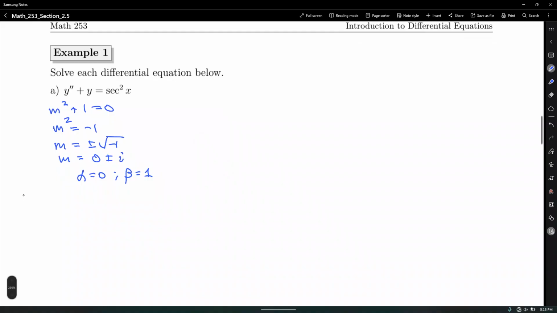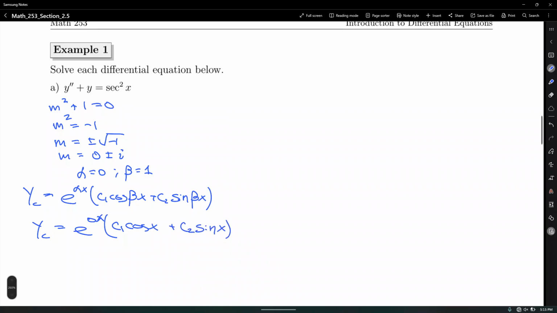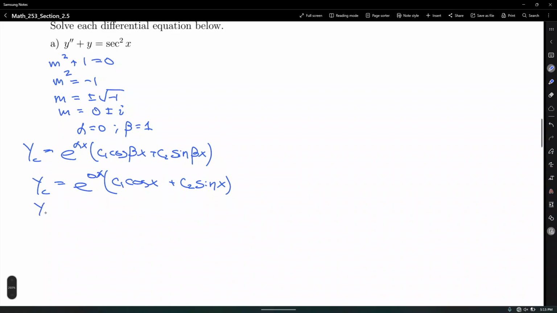So that means our complementary solution y sub c will be e to the alpha x times c1 cosine beta x plus c2 sine beta x. y sub c equals e to the alpha, which is 0, x, times c1 cosine, which is just x, plus c2 sine x. Well, we can reduce this to simply y sub c equals c1 cosine x plus c2 sine x. So that is the complementary solution.